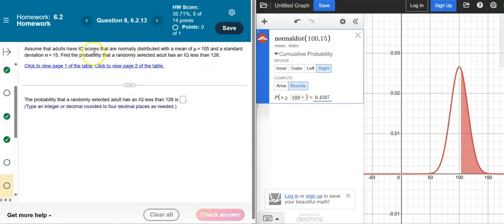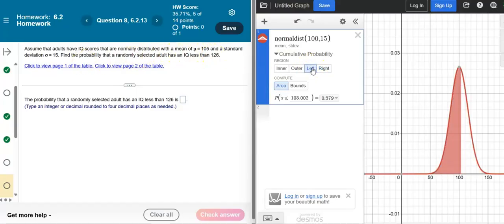All right, be careful. There's so many of these in this homework set that are 100 and standard deviation of 15, and then we have 105. All right, so we're being told to find a probability. We've got to remember, probability is area. So when you see find the probability, you're going to switch this to area. And less than is a left probability. The mean, let me go up there and switch that before I forget. The mean is 105 now.